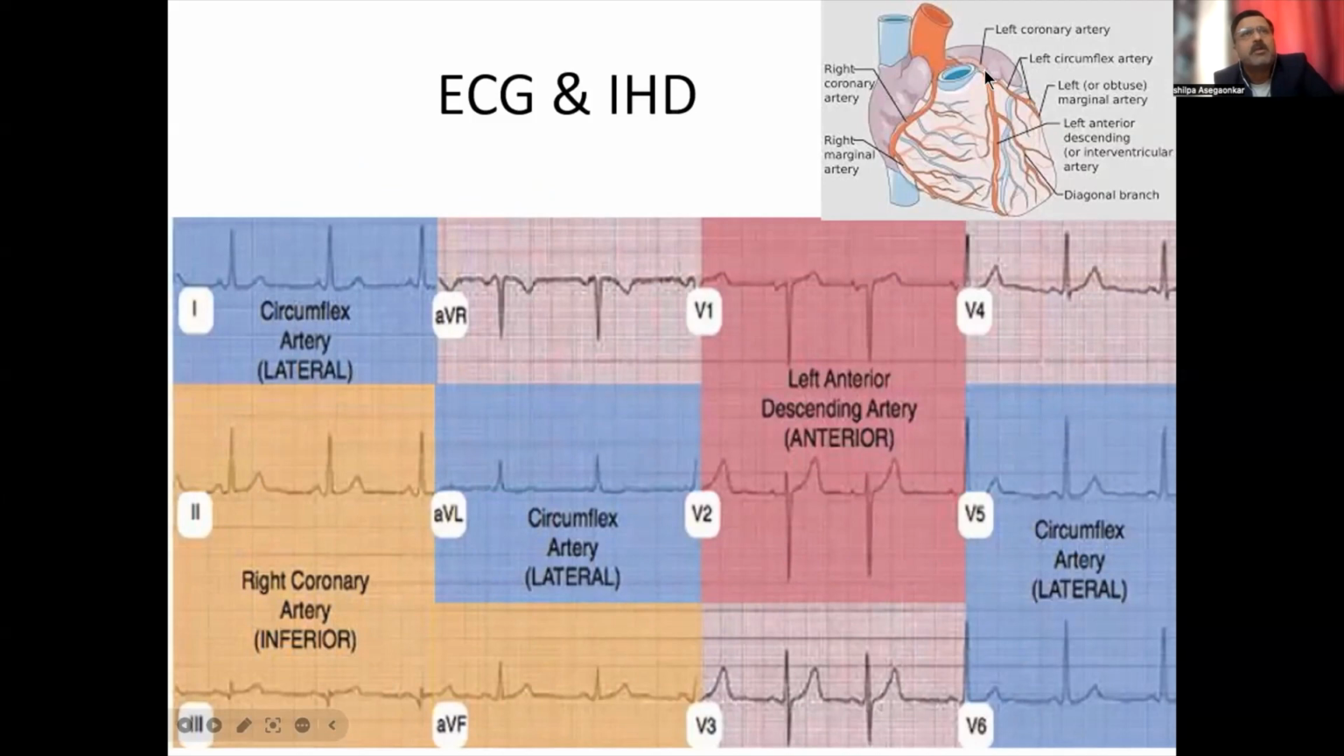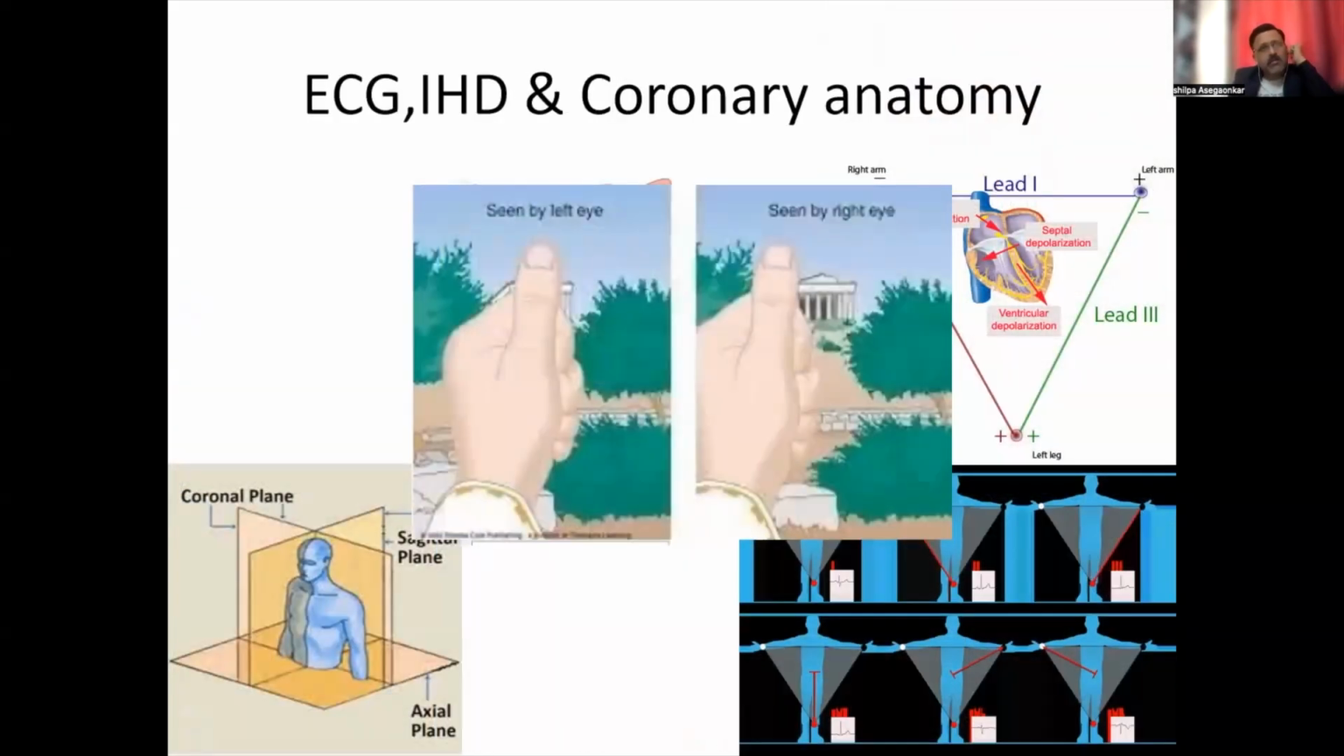Suppose the proximal LAD is blocked, so the whole of the LV is in jeopardy, and you will get changes in the whole of V1 to V6. There will be ST-T changes or T wave inversion. Similarly, you can predict the presence of a coronary block, or suspect the presence of coronary artery disease, as per the ECG changes. Now, how to remember this?